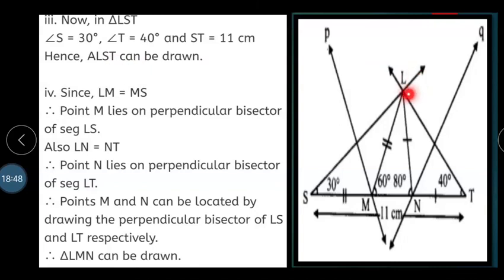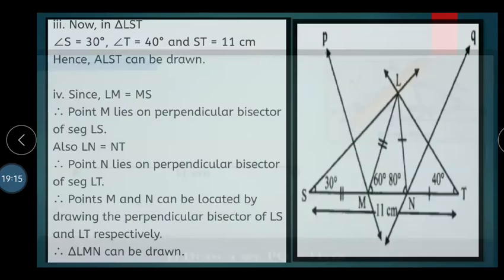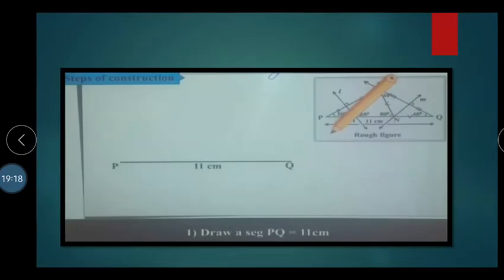Since LM is equal to MS, point M lies on the perpendicular bisector of LS. LN is equal to NT, so point N lies on the perpendicular bisector of LT. Points M and N can be located by drawing the perpendicular bisectors of LS and LT. Therefore, triangle LMN can be drawn. Let's see the steps for construction.